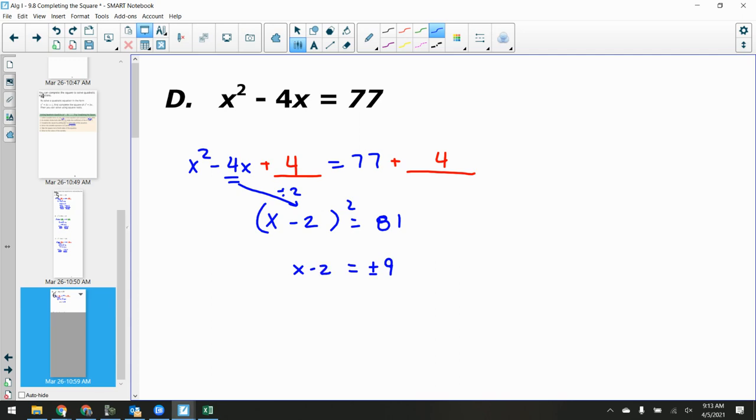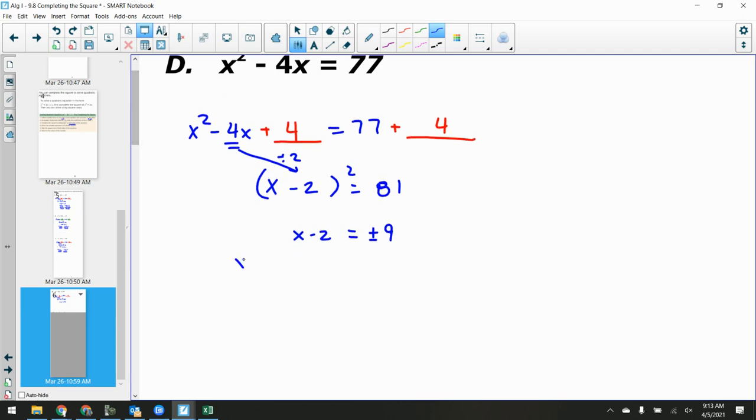And that's when I create my two equations. I say x minus 2 is 9. I say x minus 2 is negative 9. I add the 2 to get 11. I add the 2 to get negative 7.